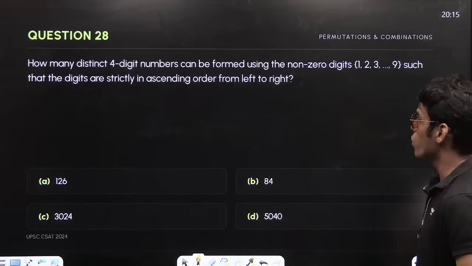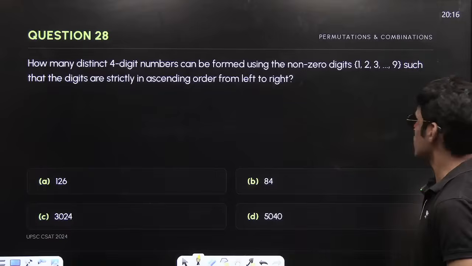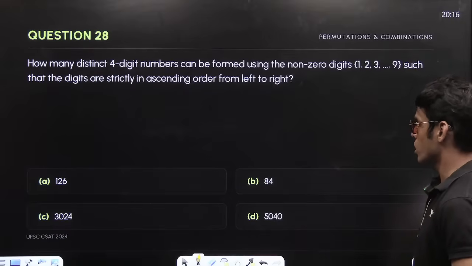How many distinct 4-digit numbers can be formed using the non-zero digits such that the digits are strictly in ascending order from left to right?